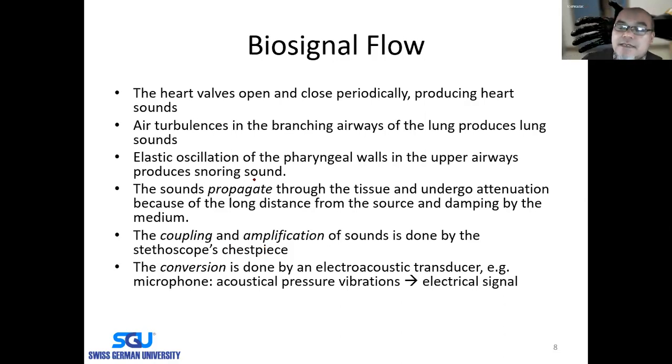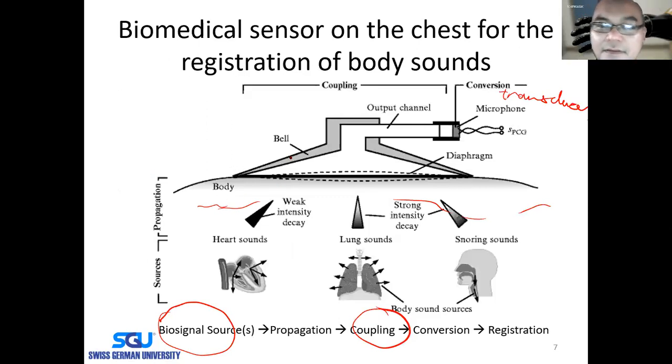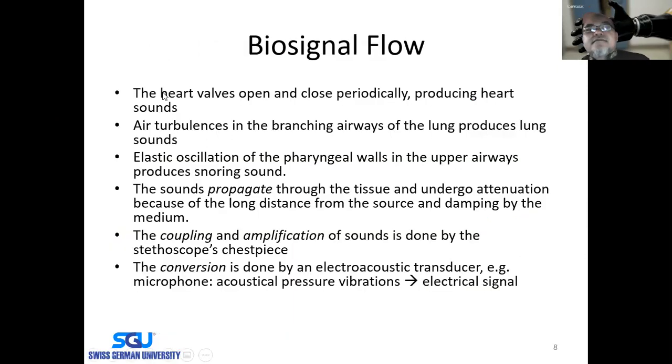If you look back at the diagram, the bell also amplifies because it focuses the energy from the diaphragm into the output channel. After which the sound can travel through this channel. Then the conversion is done by an electroacoustic transducer, for example a microphone, which converts the acoustical pressure vibration into an electrical signal.